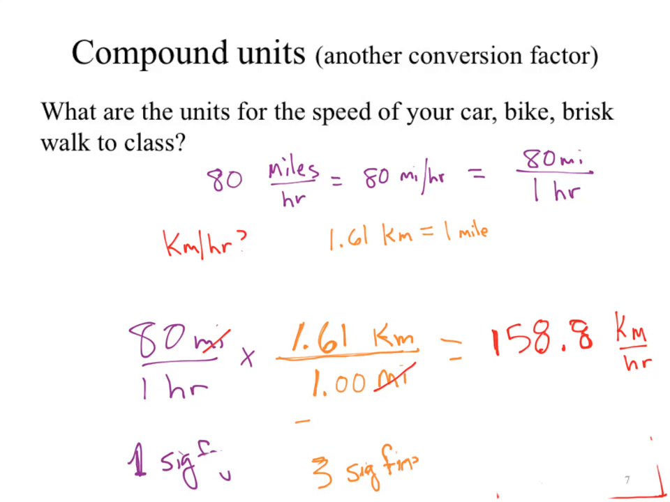We go to our first sig fig, which is the 1. Okay, now we look at the next insignificant digit. What is it? 5. Is 5 greater than or equal to 5? What does that mean? We round up. So our answer becomes 200 kilometers per hour, or 2 times 10 to the second kilometers per hour. Okay?